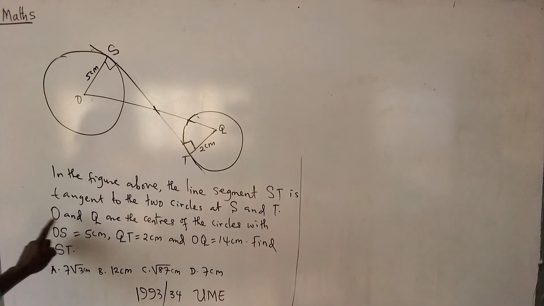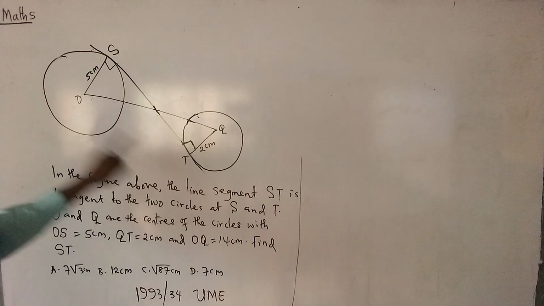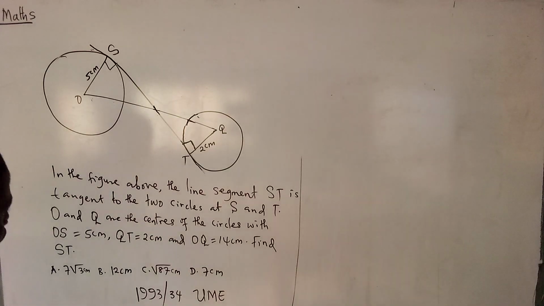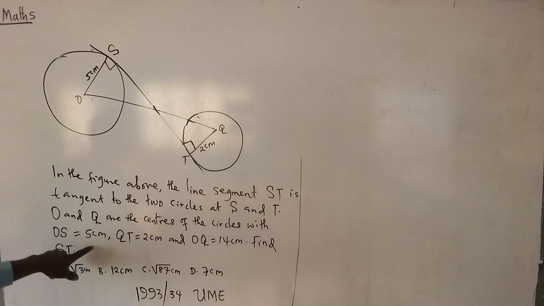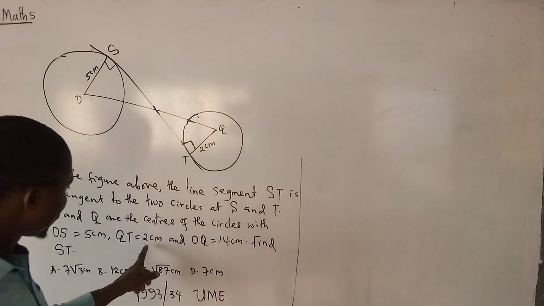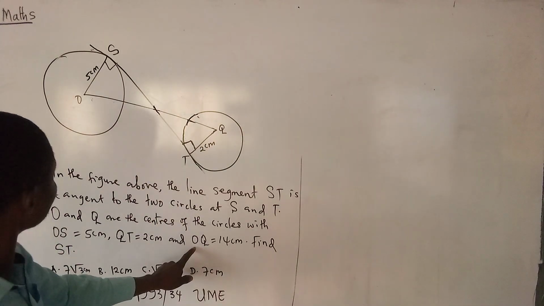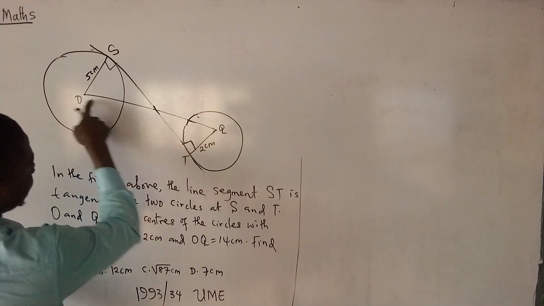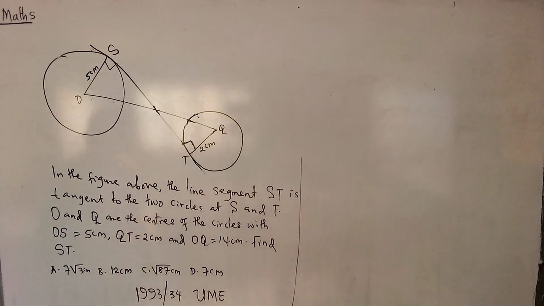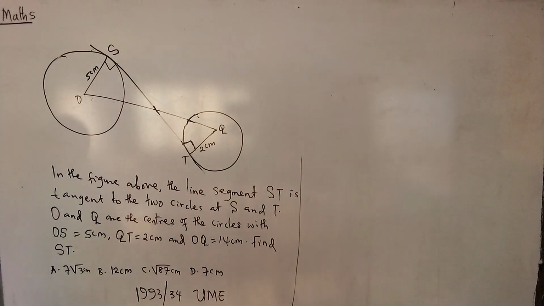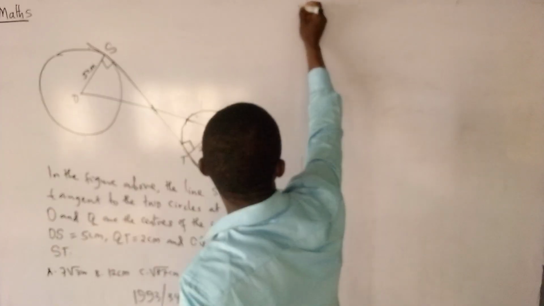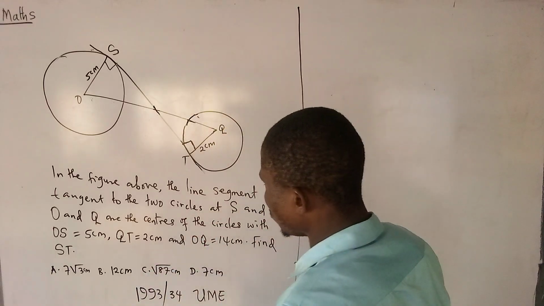O and Q are the centers of the circles, with OS equal to 5 cm, QT equal to 2 cm, and OQ equal to 14 cm. Now find ST, this tangent. Very simple. This is what you are going to do.